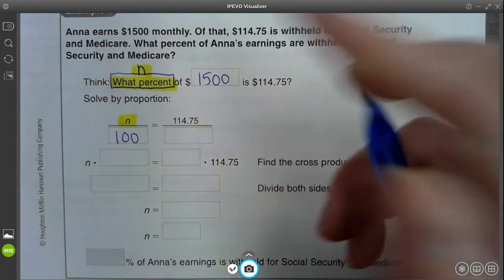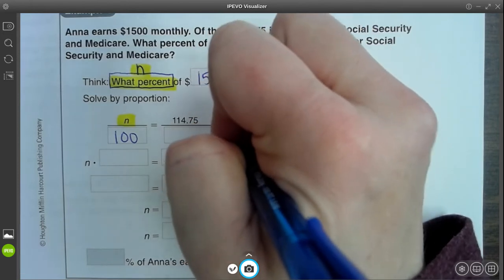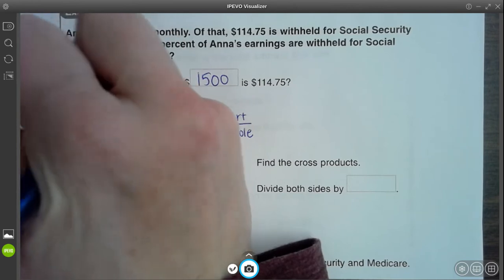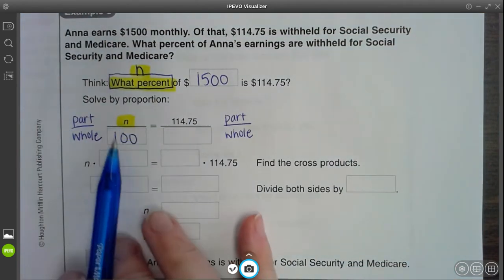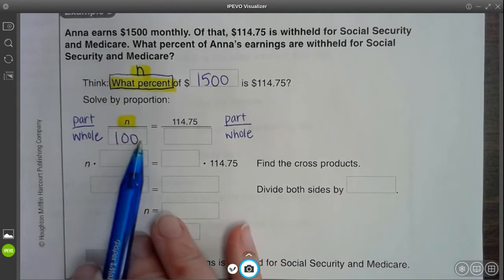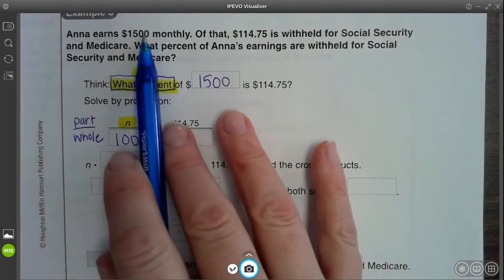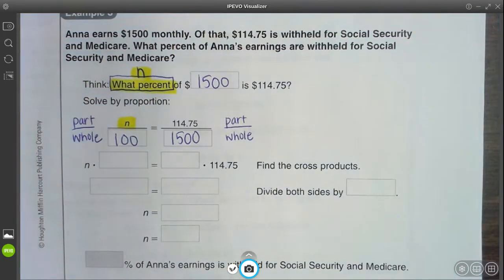And then over here, we always do the part over the whole. So the same thing over here, part over the whole. Okay, n is a part of 100%, right? The percentage amount is always out of a whole percent, which is 100%. And over here, it's 114.75 out of her whole monthly earnings, which is $1,500.